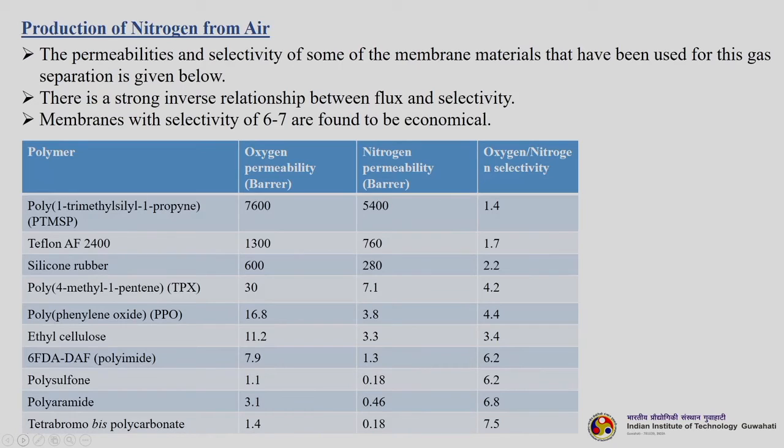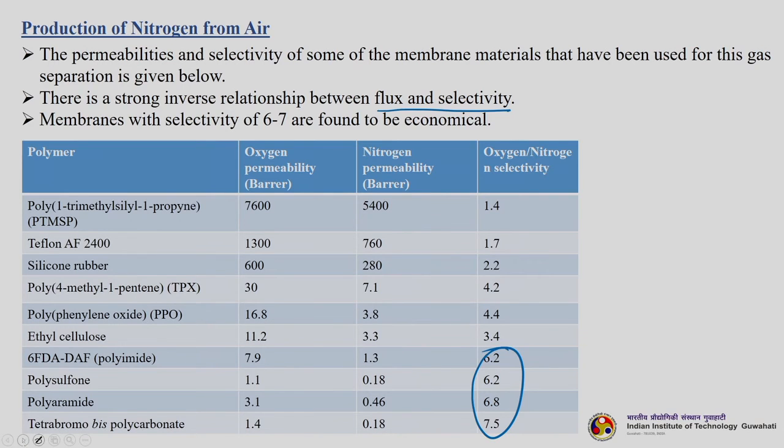So, the next example is production of nitrogen from air. The permeabilities and selectivities of some of the membrane materials that have been used for this gas separation are given below. There is a strong inverse relationship between flux and selectivity. Membranes with selectivity of 6 to 7 are found to be economical. So, you can see from here, you can go for polyimide or polysulfone or polyaramide membranes to have a better flux as well as fair selectivity.